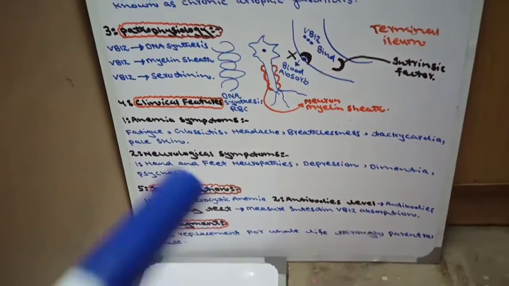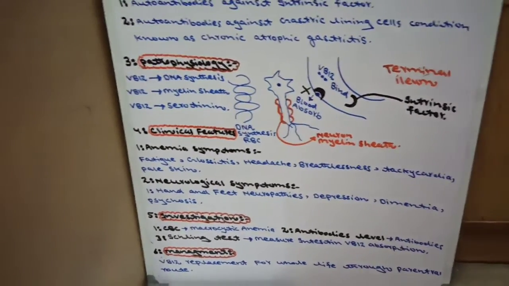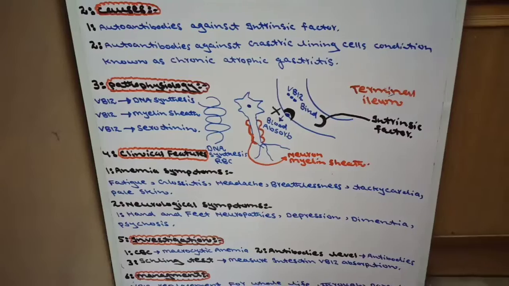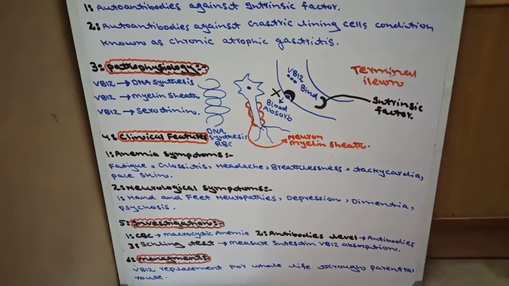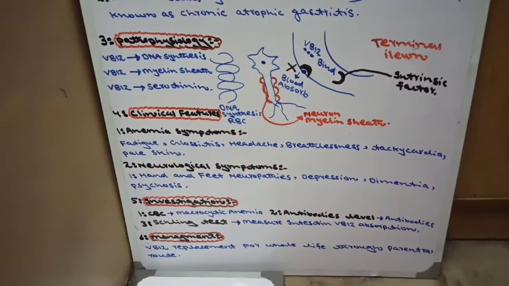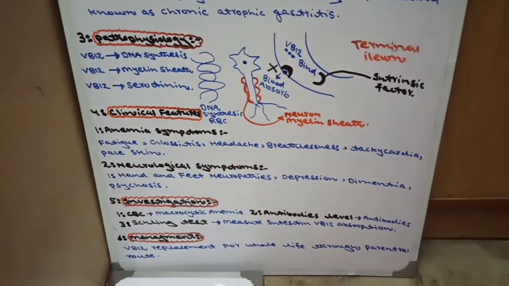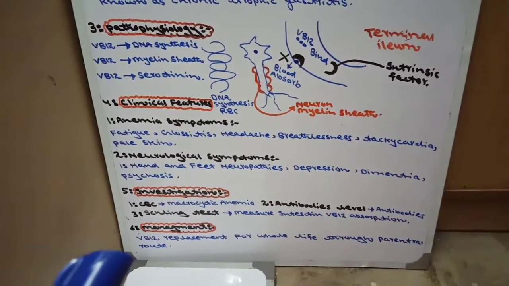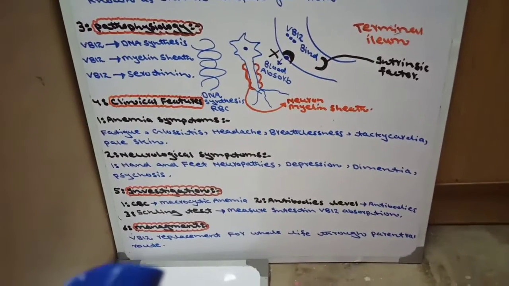Now finally, management. Because of intrinsic factor deficiency, when the patient takes oral vitamin B12 in the form of tablets or in the form of food, there will be no absorption from GIT. Then the management is that the patient should take vitamin B12 for whole life through the parenteral route, not the oral route. Management is vitamin B12 replacement for whole life through the parenteral route.